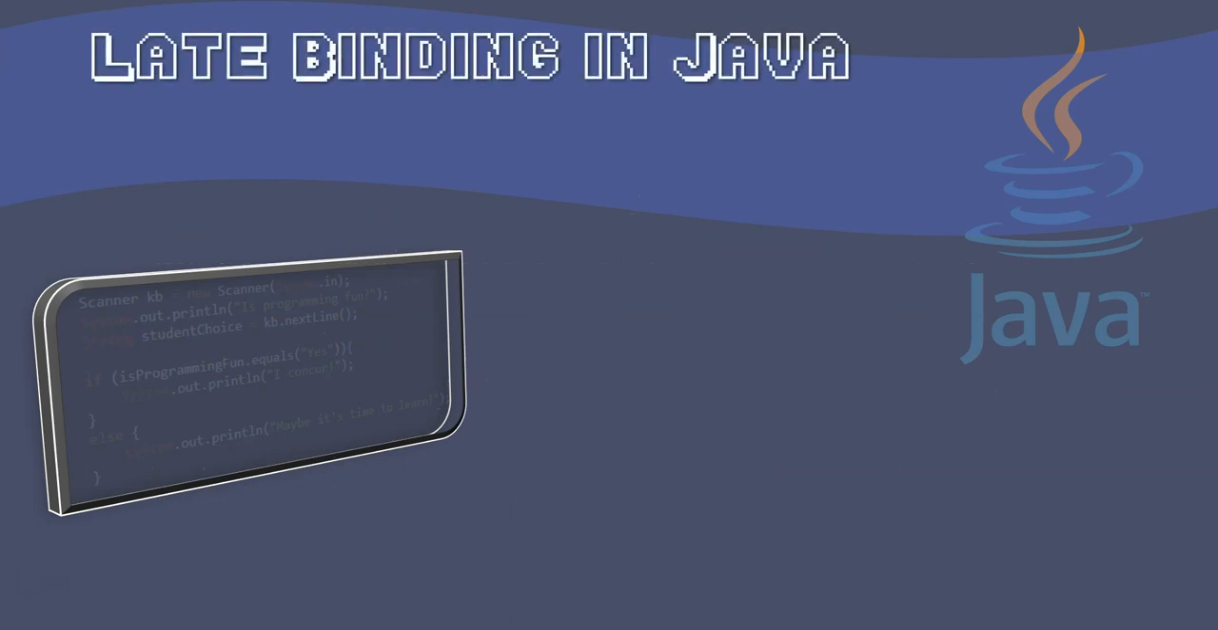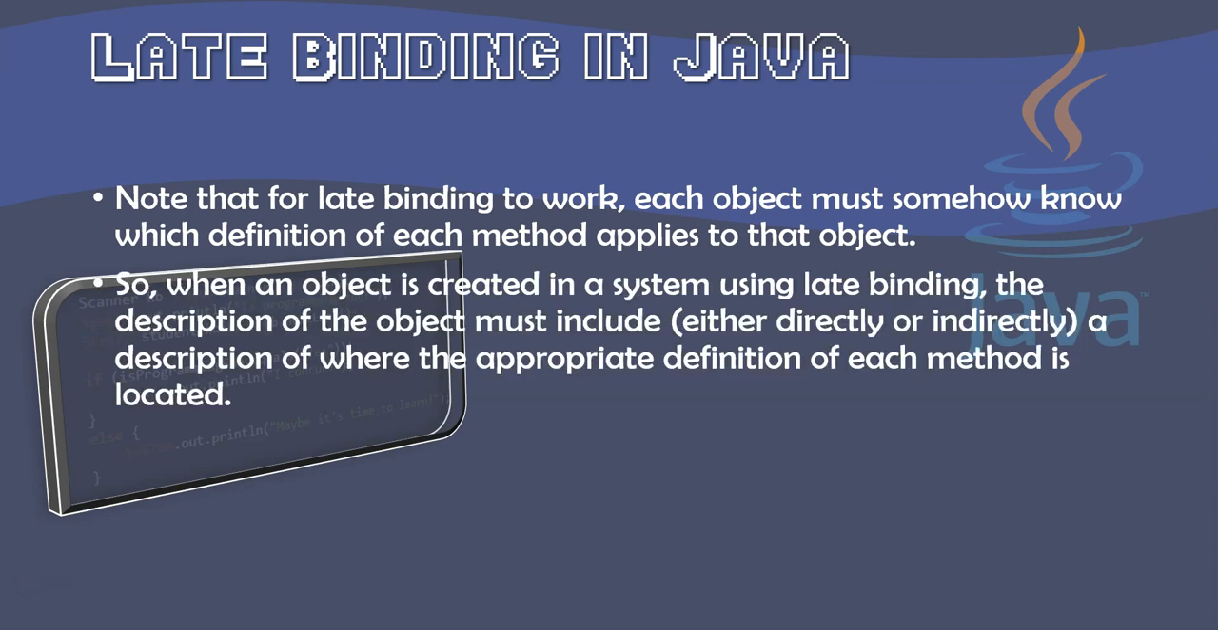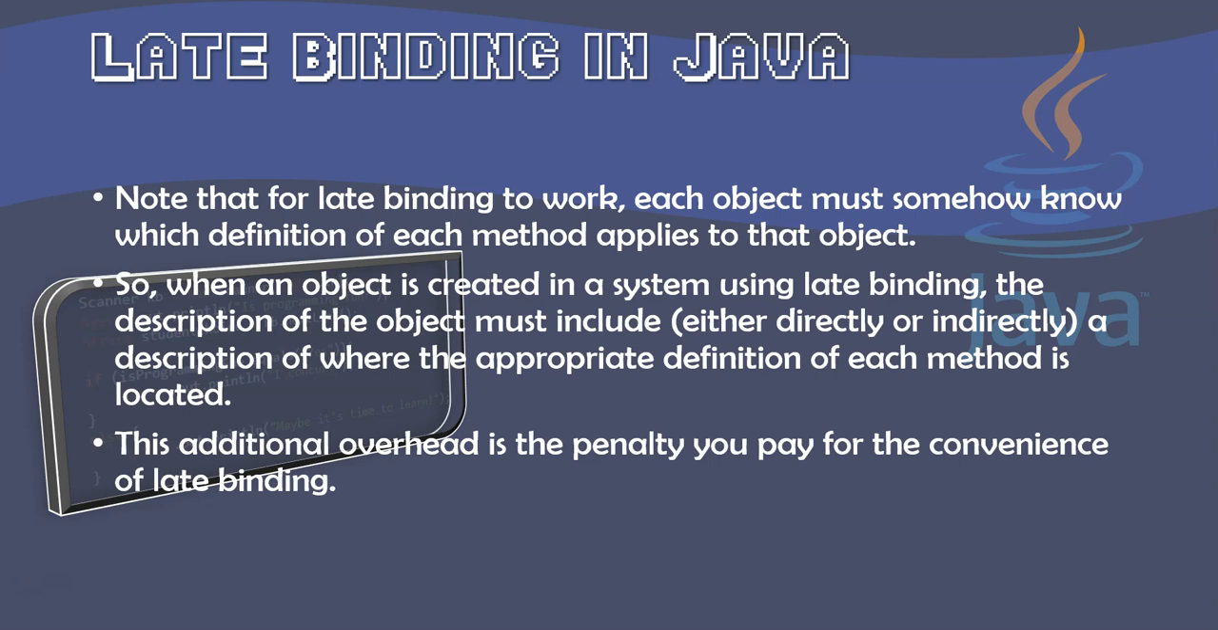So this late binding that we keep mentioning is a very important thing in Java because we want to have our objects know which definition that method is applying to. All right. So for example, when an object is created in a system with late binding, the description of the object must include whether it's either a direct description or an indirect, where the appropriate definition for each method is located. This kind of additional overhead that we have, a little bit more work that we have to deal with, is kind of the penalty that we get for the convenience of late binding. But honestly, late binding is well worth it for especially languages like Java because of how you want them to work. It's like, hey, I don't want to necessarily be tied up in a definition before I'm ready to call it because what if things change?